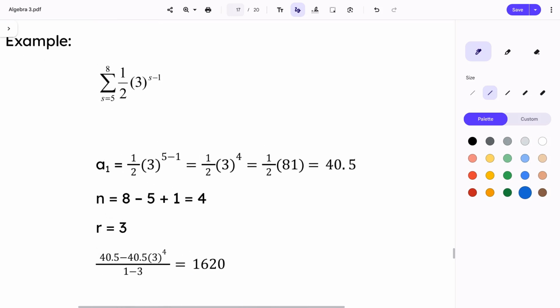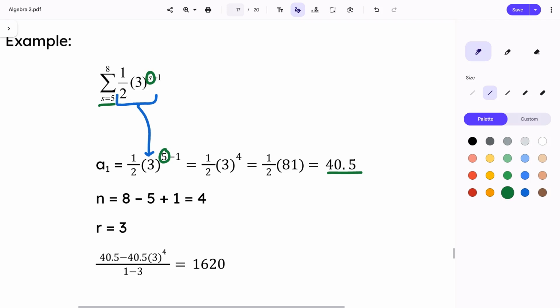To find A1, we need to plug in a couple of things. Most of this just comes down and repeats itself. The only thing they changed is that instead of having an n, you start by putting in your lower limit, which is the 5. So they plugged that in and evaluated it. It became 1/2 times 3 to the 4th power, which is 1/2 times 81. So they got 40.5. That's the first term.